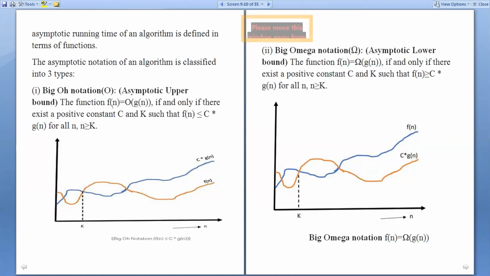The function f of n is equal to big O of g of n if and only if there exists positive constants c and k such that f of n is less than or equal to c multiplied by g of n.